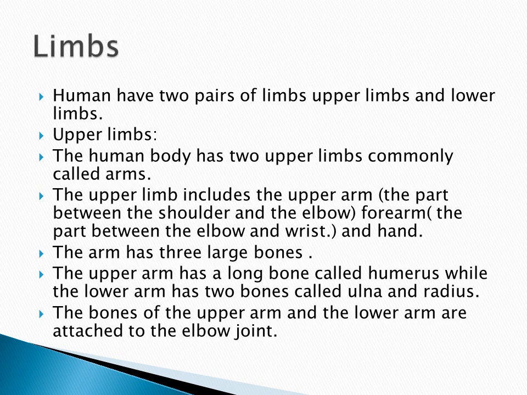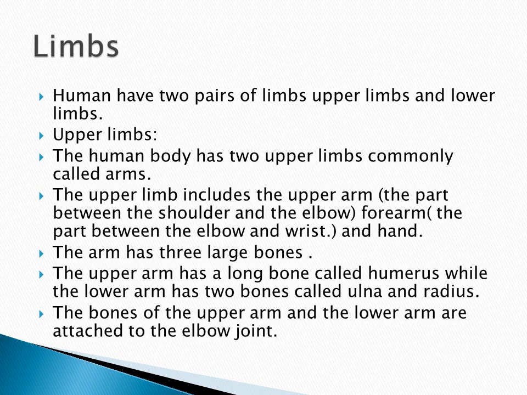Now everyone come to page number 87. In that, limbs are there. Humans have two pairs of limbs. One is called the upper limbs and the second one is the lower limbs. Upper limbs means the hands, sorry, upper limbs means the hands, and lower limbs means the legs. Okay, let us see the upper limbs.